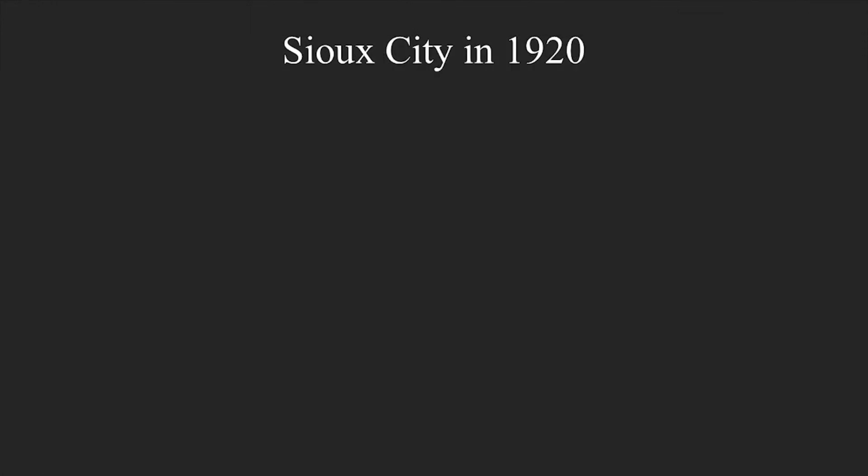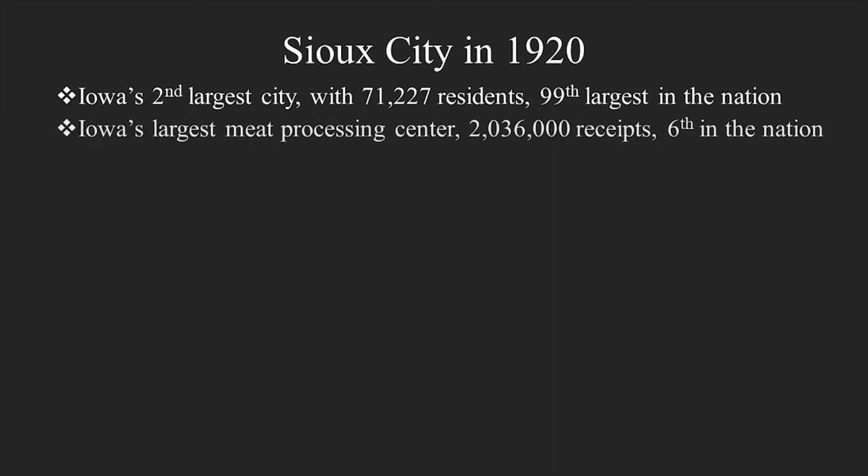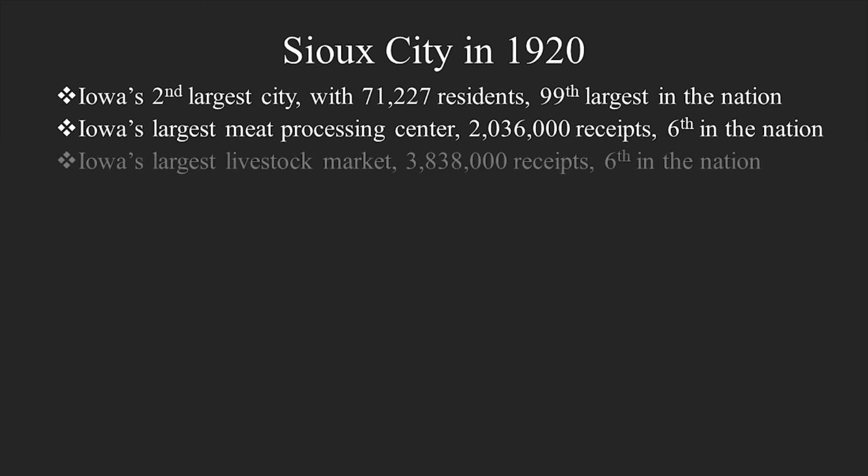So wrapping up, taking a look at this impressive decade. In 1920, Sioux City was Iowa's second largest city with over 70,000 residents, and Sioux City was the 99th largest city in the United States. Sioux City was Iowa's largest meat processing center, still, with over 2 million in receipts. We had dropped a little bit. We were now the 6th largest in the nation.